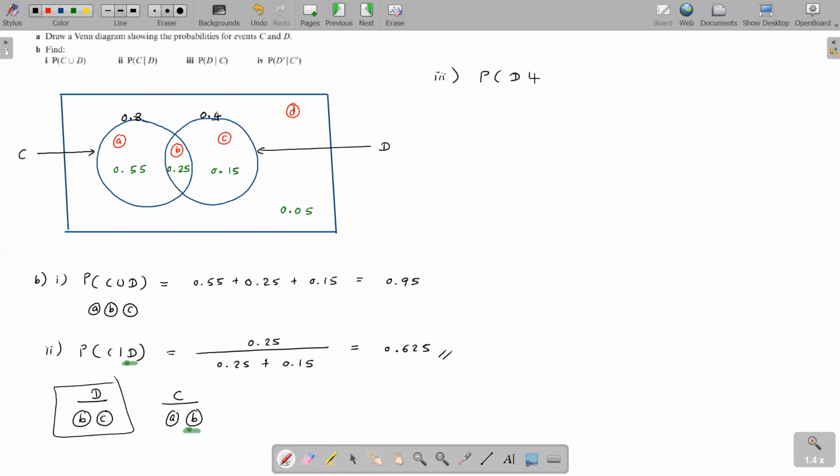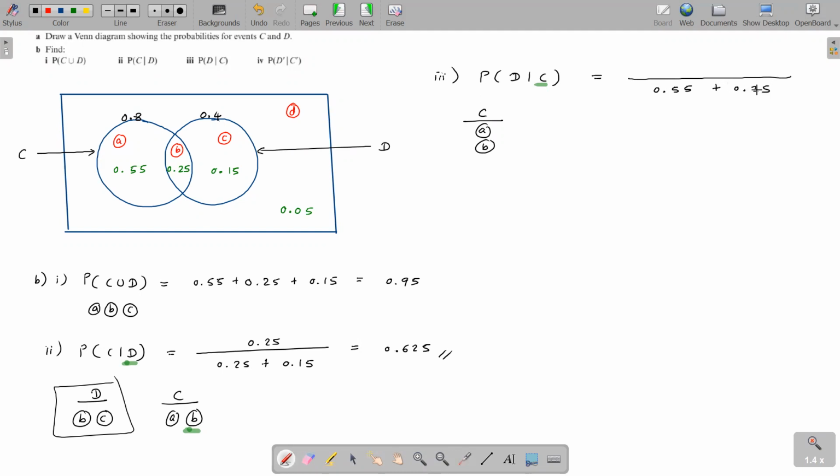Probability of D given C. So always your focus should be on the given that. So given that is now C. So go on with C. This is the given probability. So what are the regions belonging to circle C? In circle C, you have regions A and B. Can you see? In circle C, you have regions A and B, which means A and B are your denominator. So A has the probability 0.55. B has the probability 0.25. So that's A and B.